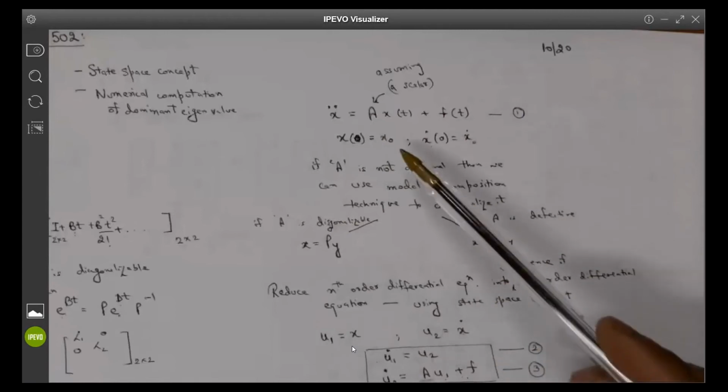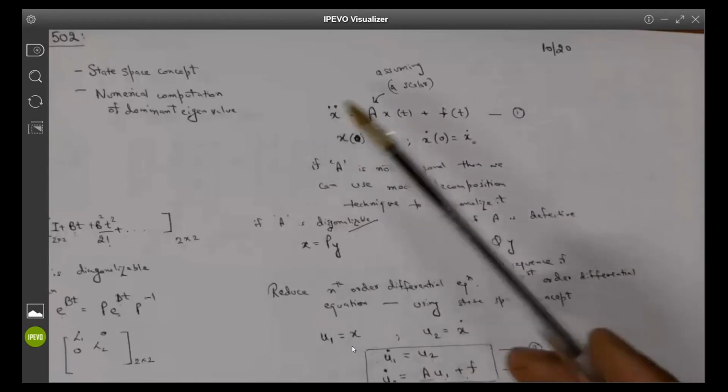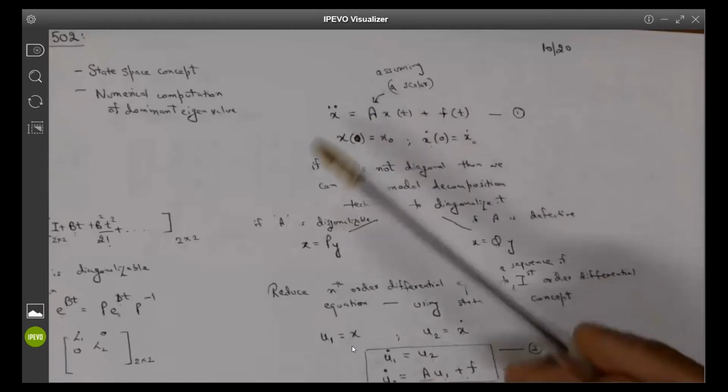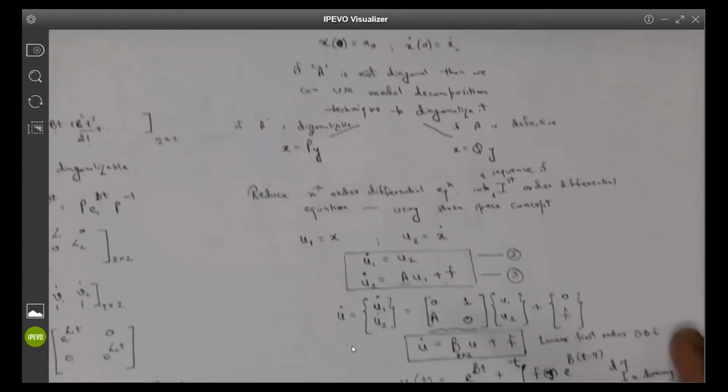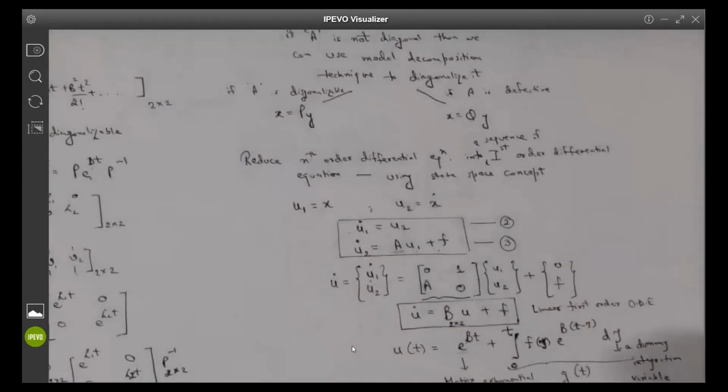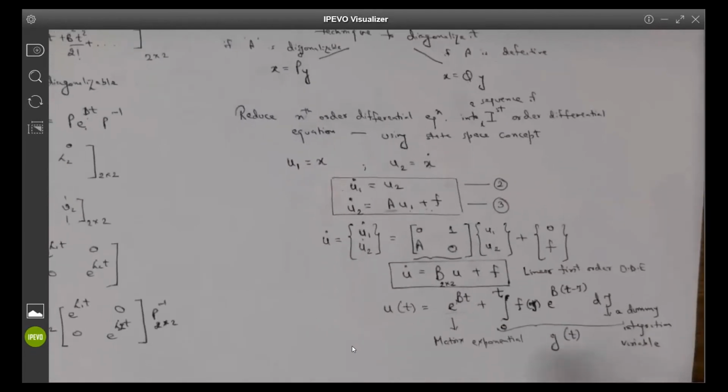And also, if it is not a second order differential equation, if it is some higher order differential equation, we can decompose it into a set of first order differential equations in state space variables. And we know how to find the solution for that state space variable using these expressions. And thereafter, we discussed how to compute matrix exponentials. So that's what the discussion was.